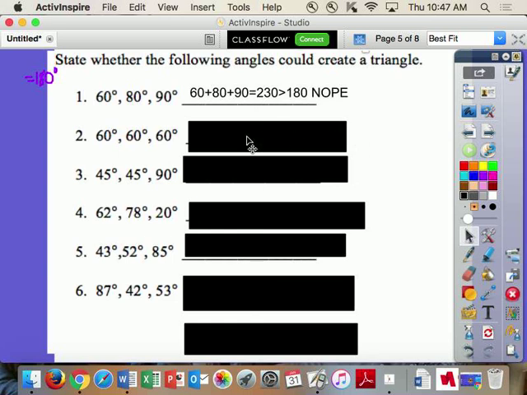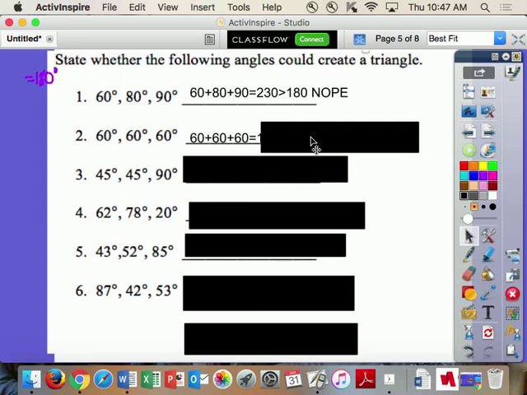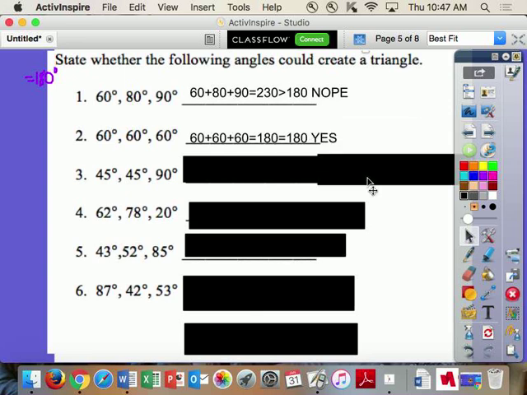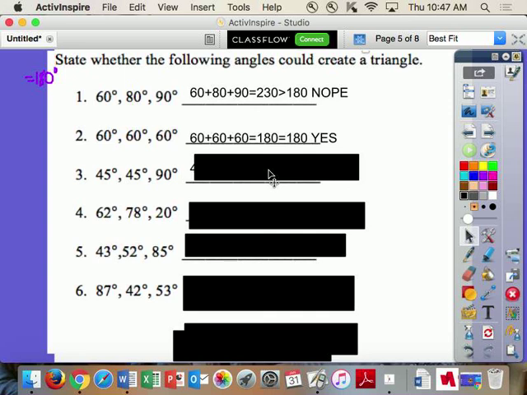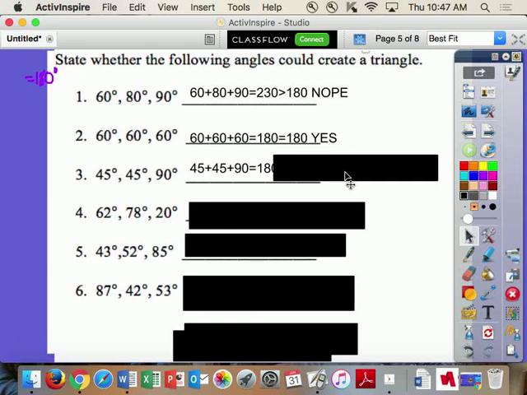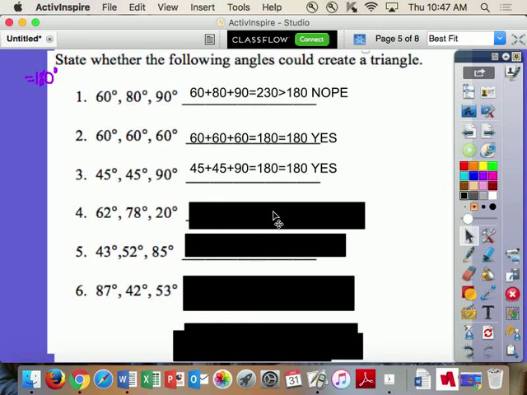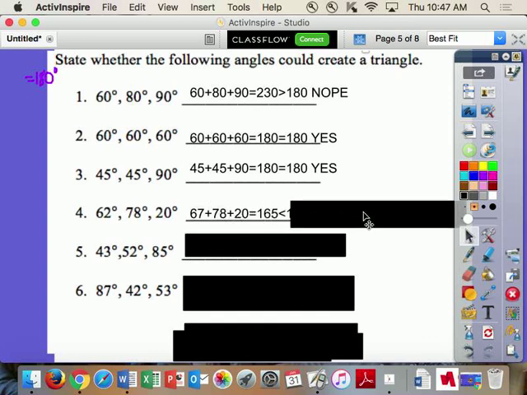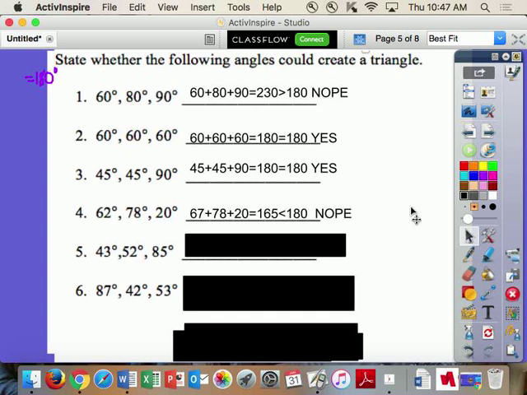What about the next one? If I add 60 plus 60 plus 60, what's that give you? 180. Does that equal 180? Yep. So that one's a triangle. What about 45 plus 45 plus 90? What's that equal? 180. Is that the same as 180? Heck yes it is. What about the next one? Add the 3 together. You get 165. That does not equal 180, so that's a nope.